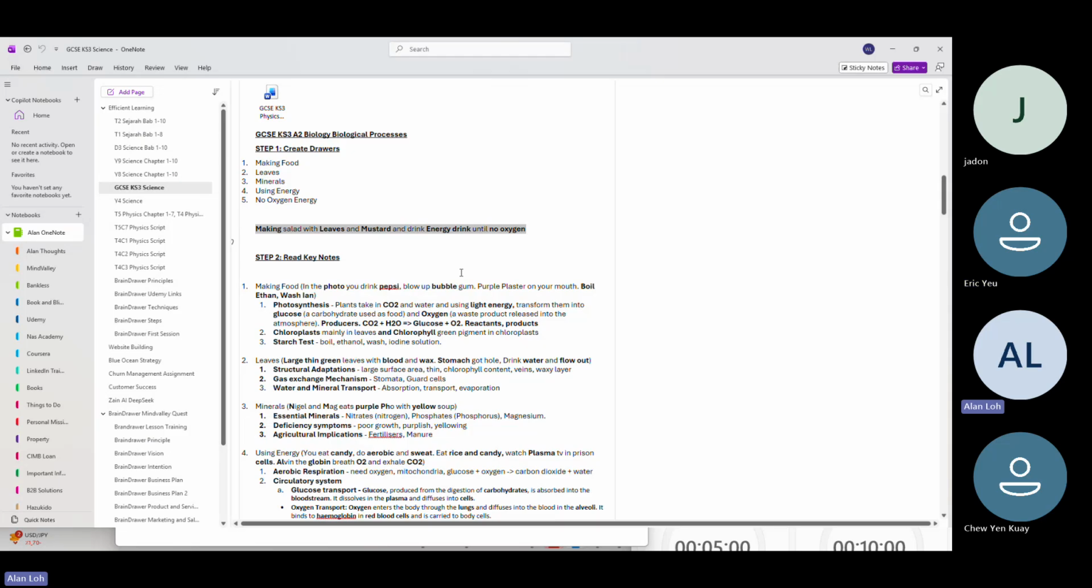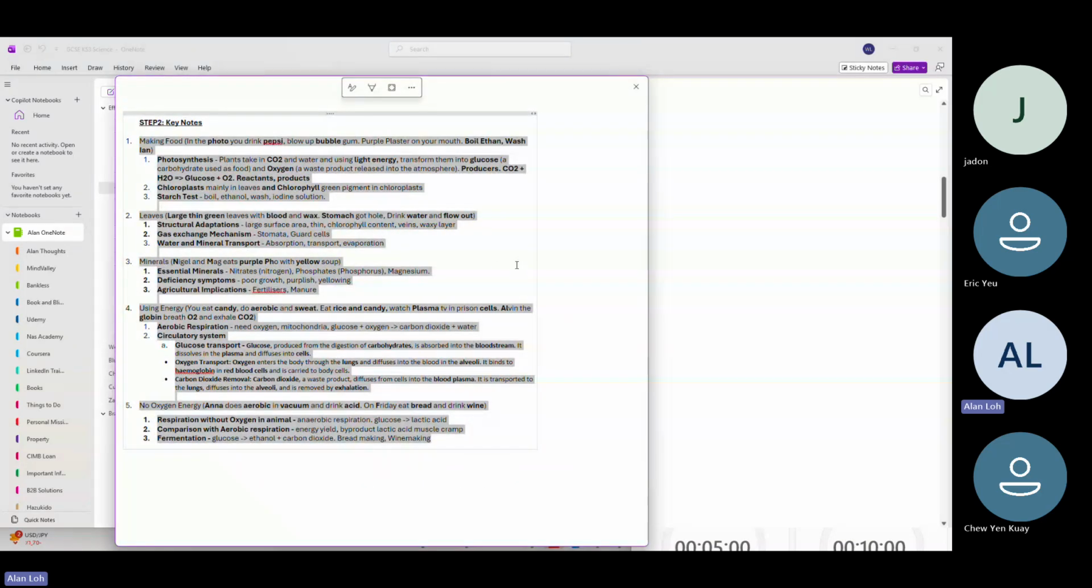Right, so making salad is drawer number 1, making food. Then leaf is drawer number 2. Mustard is drawer number 3, which is minerals. Drinking energy drink, which is drawer number 4, using energy. Until no oxygen, no oxygen energy. Right, that's drawer number 5. So this is to help us to remember the drawer's name in sequence.